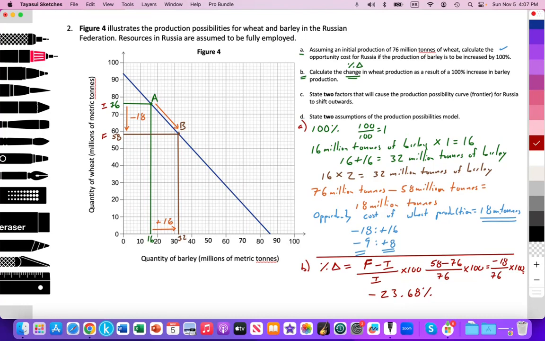All right, so there's a decrease of wheat production by 23.68%. All right, a decrease of wheat production by 23.68% as a result of increasing barley production by 100%. Great. Now let's move on to question C.